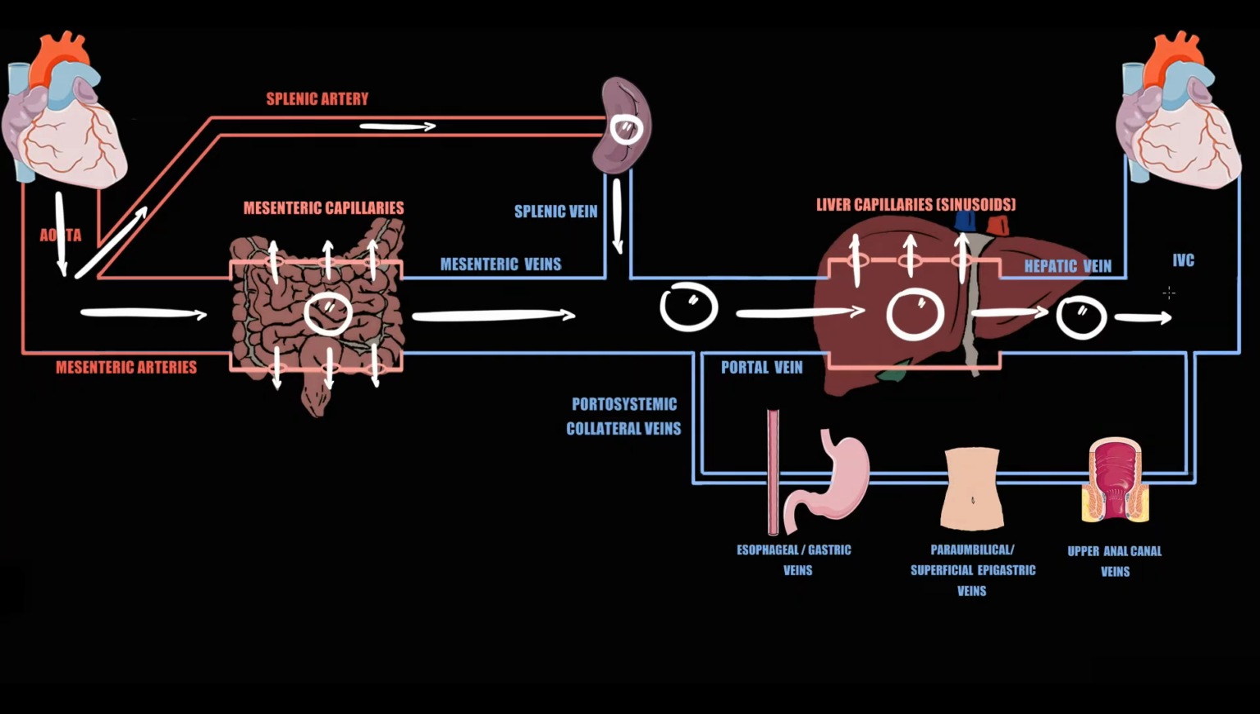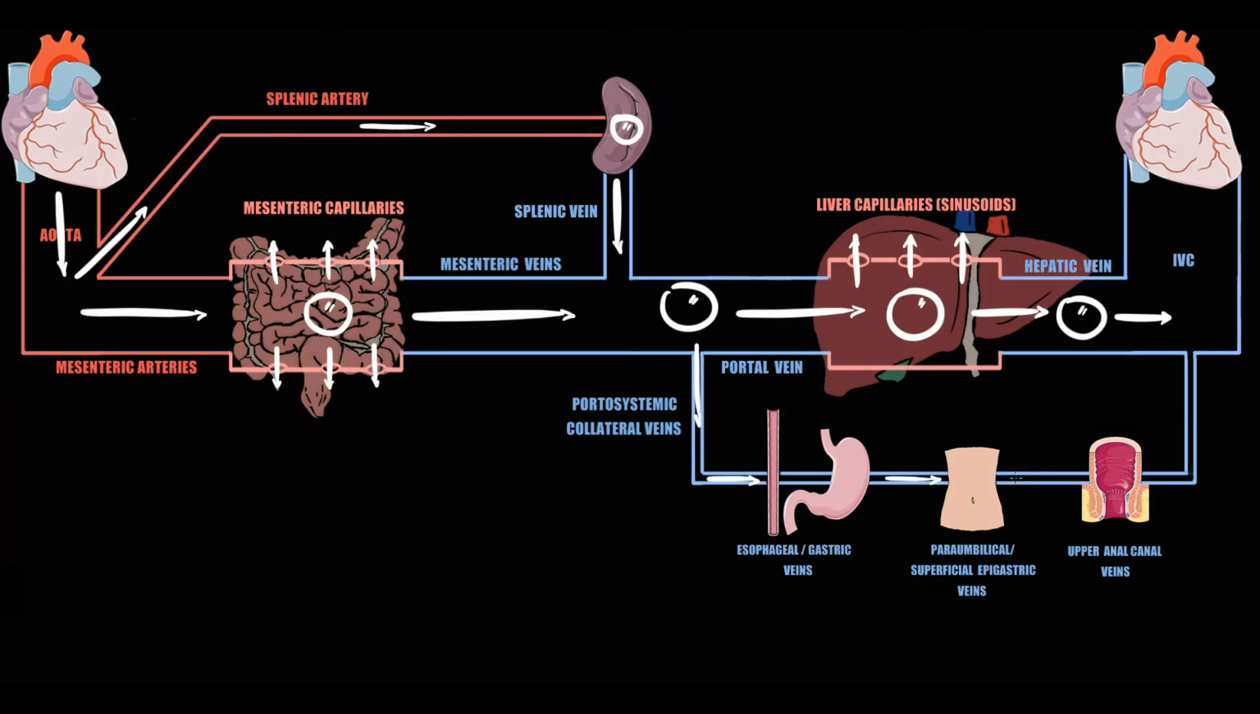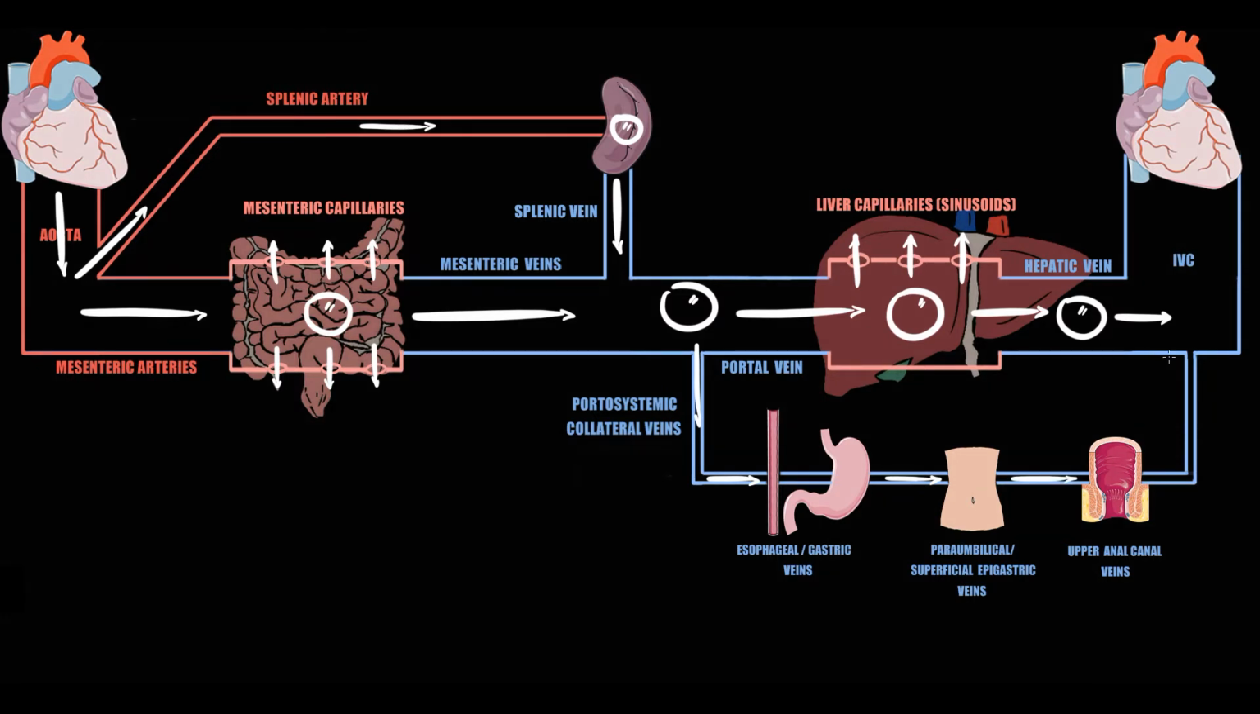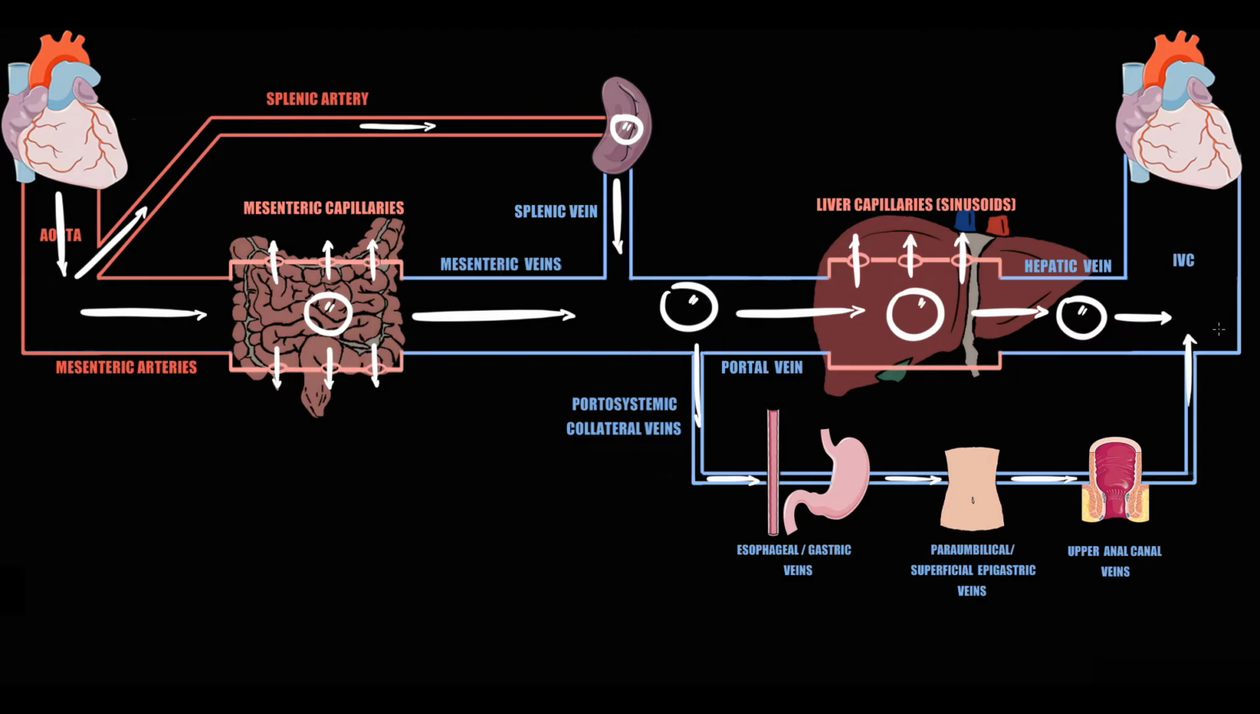But we also have to know that in this system we have additional vessels that remain from embryogenesis. We call such vessels portosystemic collateral blood vessels. Back in the times of embryogenesis, these vessels were crucial. They provided flow to esophageal and gastric veins. Also they provided flow to paraumbilical and superficial epigastric veins that are located on the anterior abdominal wall, and also to upper anal canal veins. And from all these veins, blood is drained into the inferior vena cava.